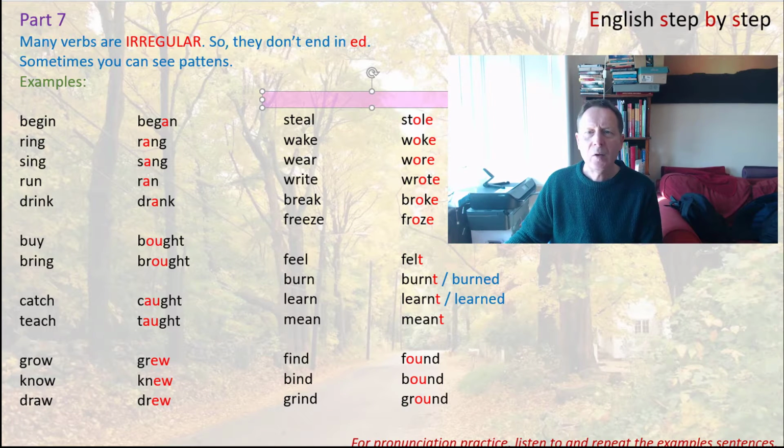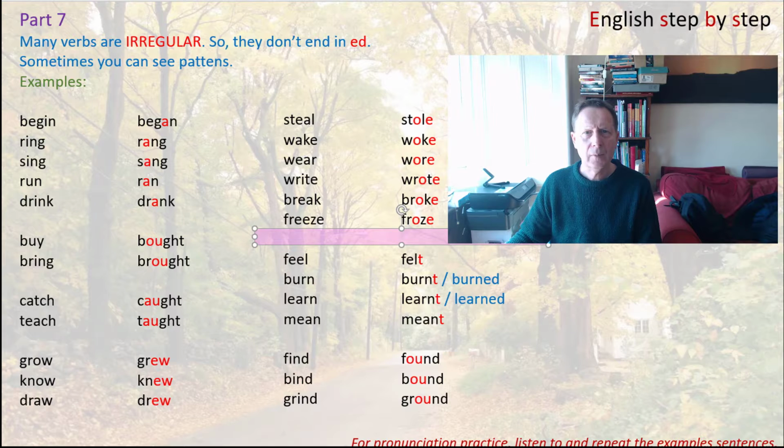The next pattern is quite common with the O sound in the past tense irregular form. Steal, stole, wake, woke, wear, wore, write, wrote, break, broke, freeze, froze. So all of these are quite common verbs. In the next pattern, all of the verbs have T at the end. Feel, felt, burn, burnt, learn, learnt, mean, meant.